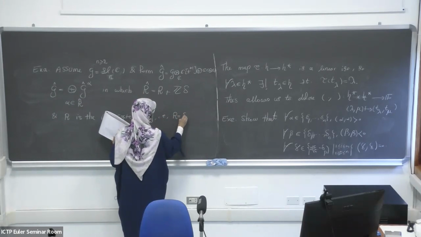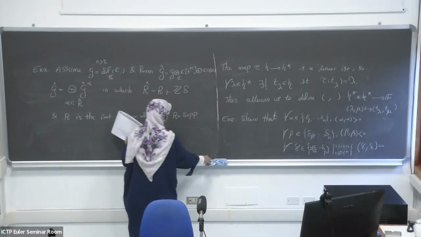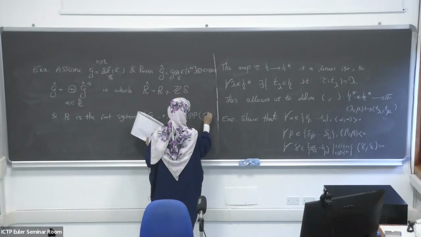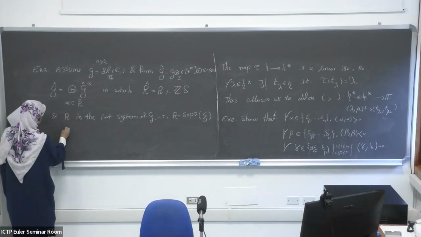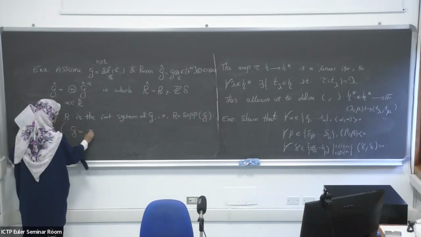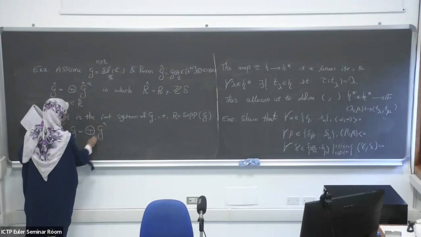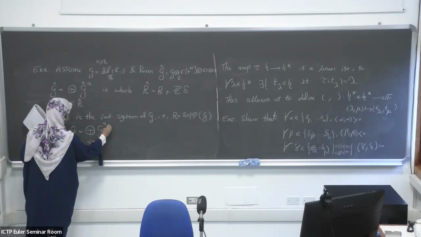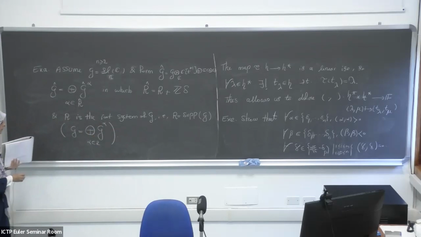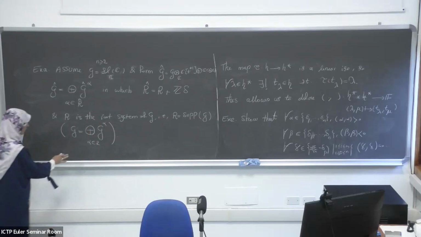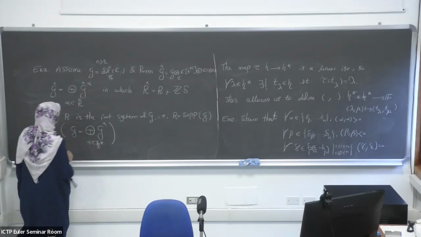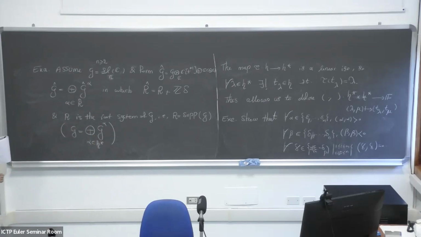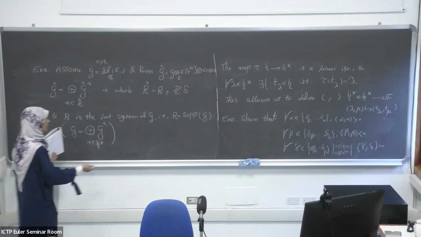R is the support of G. G is the direct sum of G alpha, alpha belongs to R. Oh, it's better to write this. Okay. All right.